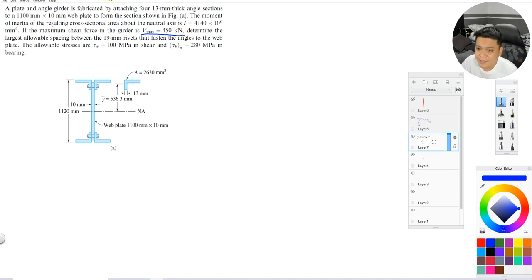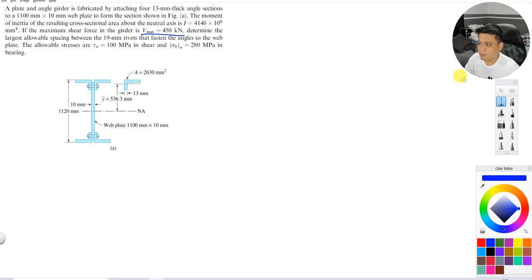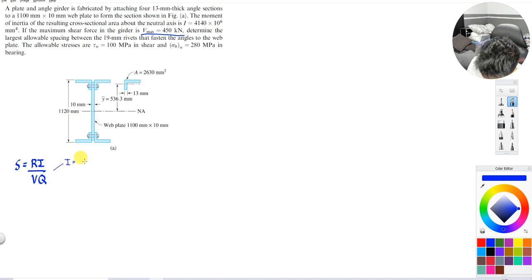Okay, so this time, dalawa ulit yung ibinigay na criteria. So it means we could have choose ano yung mag-govern sa dalawa. Is it the shear or is it the bearing? Okay? So first, ang formula natin again for the S is equals to the RI over VQ. Okay? But this time, meron na akong I. So, you have now the I is equals to 4140 times 10 to the 6. Okay? Ang wala na lang ako is the R. Pero yung V meron na rin ako. So, that's 140 kilonewton.